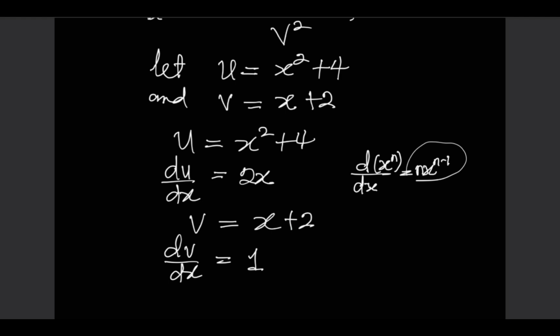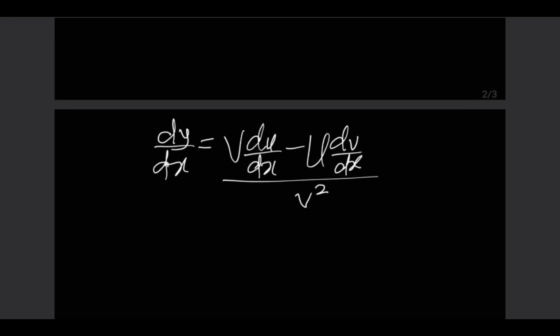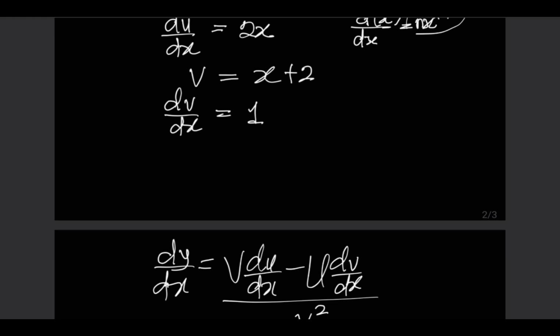So what do we need to do? The next thing we need to do is to plug in everything we've gotten into the formula we've stated earlier. So let's do that real quick. So we have the formula, first of all, as dy over dx equals v du over dx minus u dv over dx, divided by v squared. So let's plug in all the values we had into the formula. So what do we have as our v? Look at it. Our v is x plus 2.